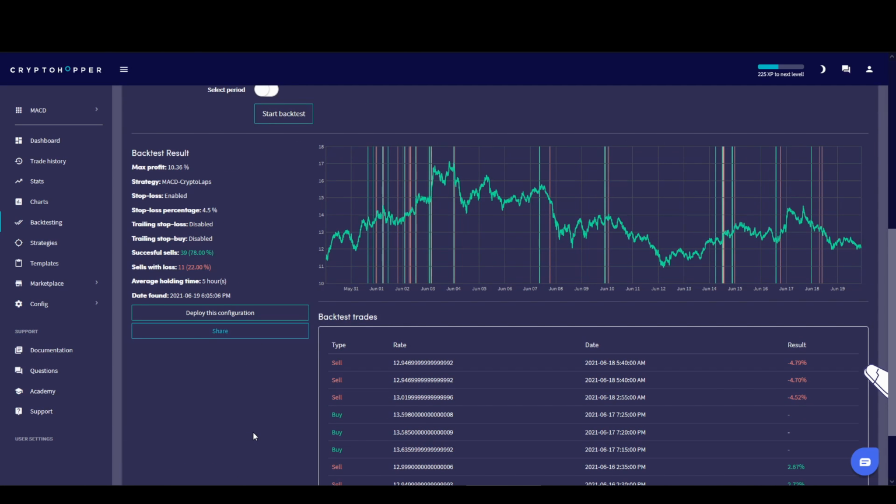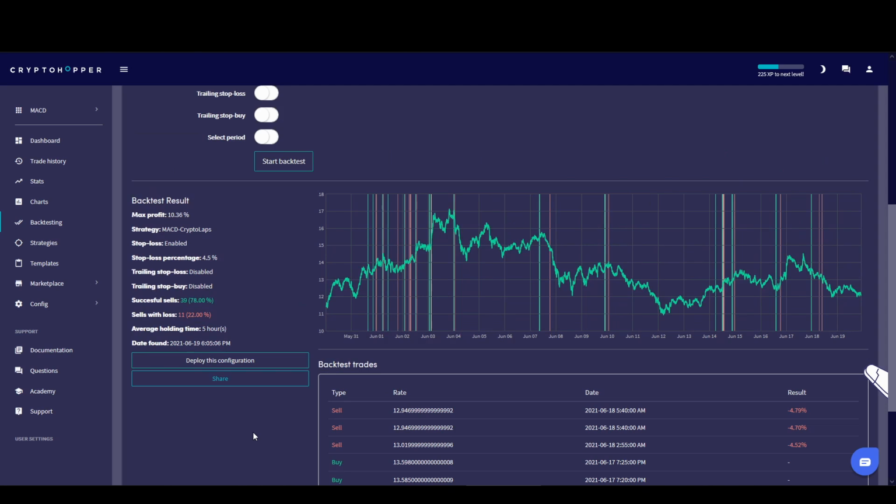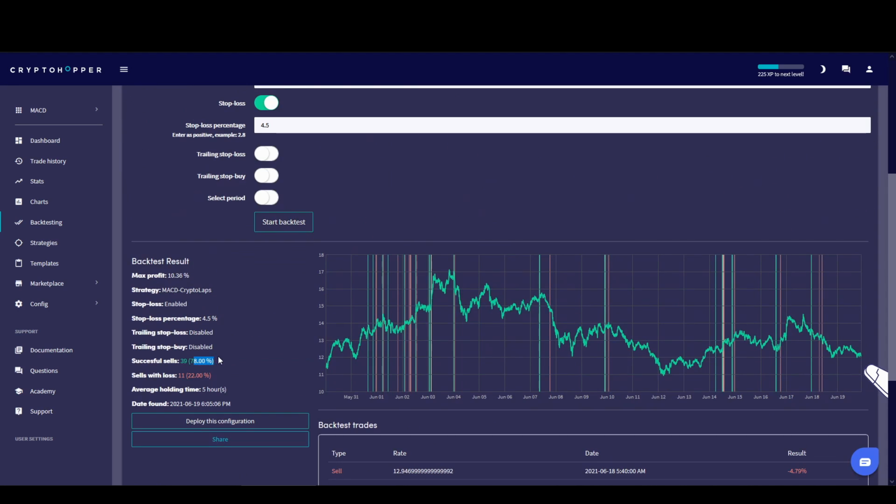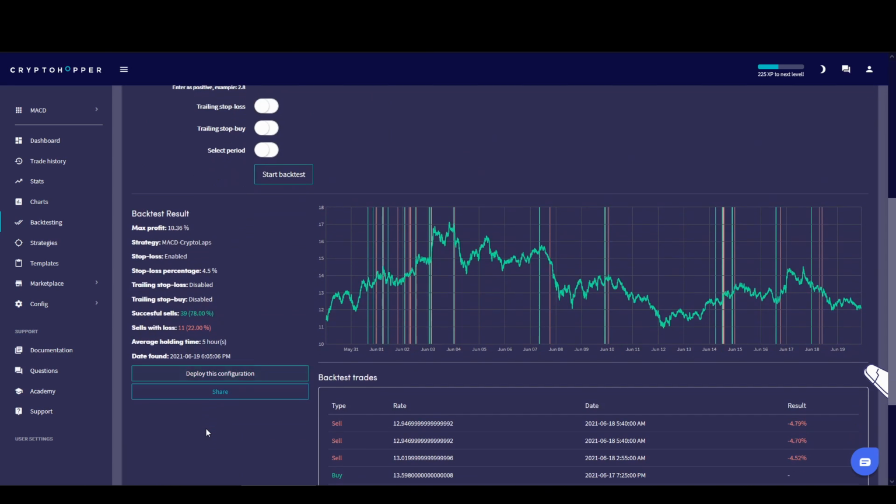All right, so here is the result. So far, this one was for Atom. We have 78% successful sells and 22% with loss, which is perfect. What are you looking for? Usually it's to have at least 60% successful sells, and the maximum profit is 10.3%.